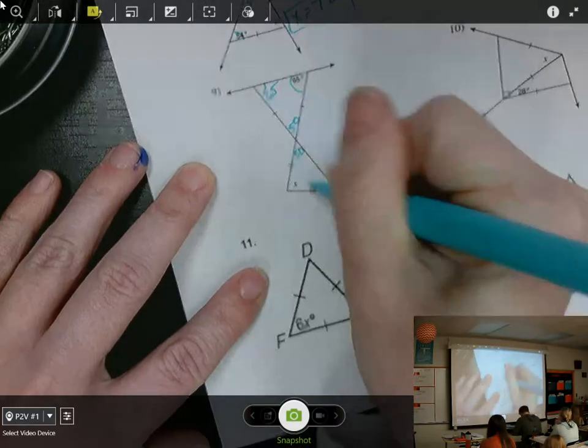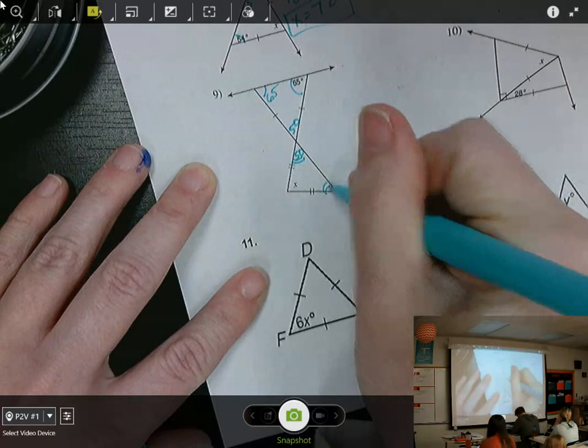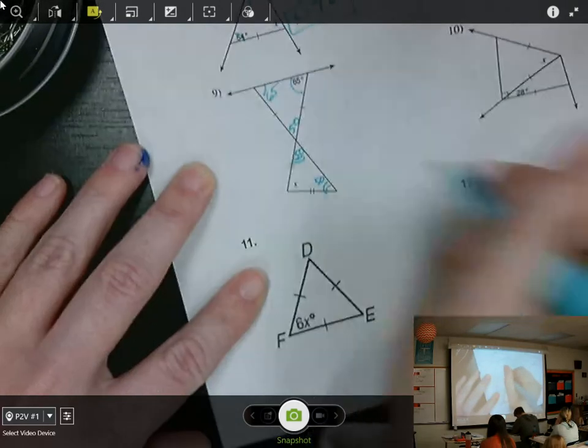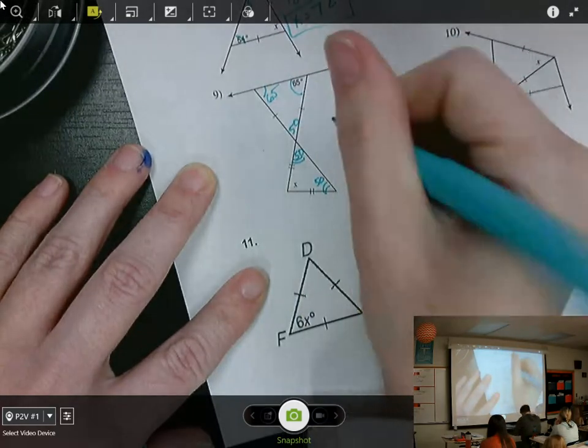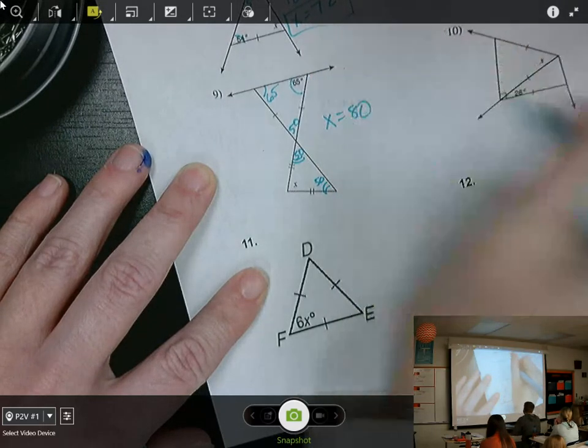Here's your two sides. Here's your two base angles, so they would both be 50. 50 plus 50 is 100, 180 minus 100 is 80. So x would have to equal 80.